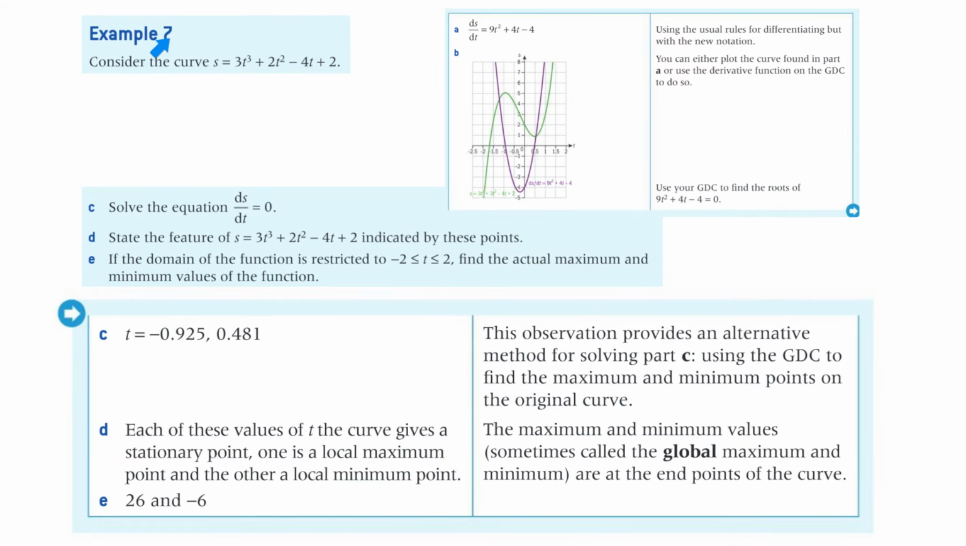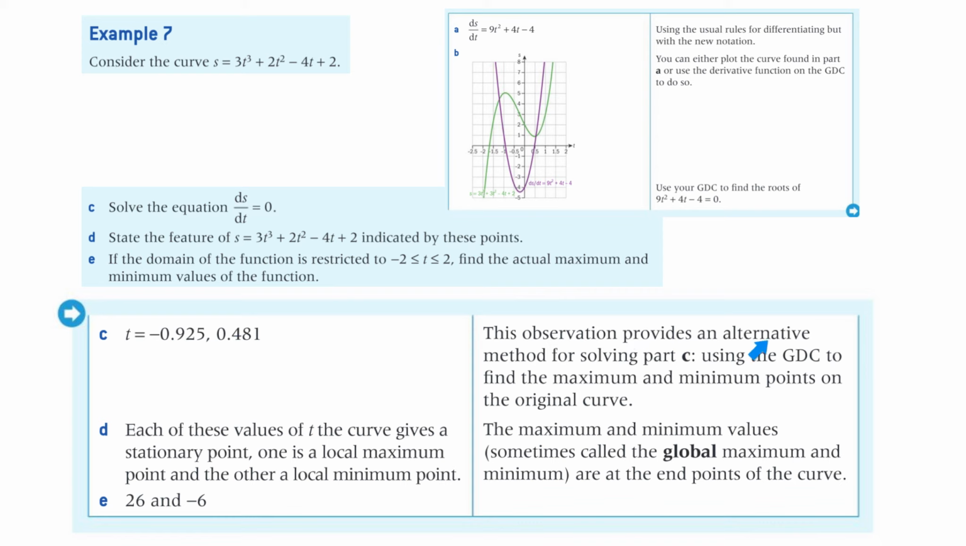Okay, we're still with example 7, and it says solve the equation ds/dt equals 0. So we're finding out at what points, what values of t, will make the derivative function, which we've got up here, this is from the previous page, what values of t will make this equal to 0 here? So 0 equals all of that. And we got these 2 answers.